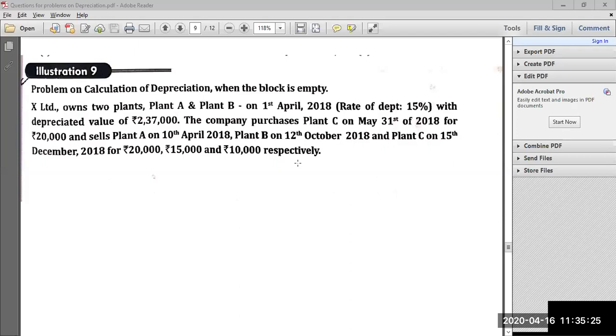That means the block of assets will cease to exist on the last day of the previous year. So at the end of the year there won't be any asset available in the particular block. That means in this problem, even though we have the depreciable value, we cannot calculate depreciation because it becomes inadmissible when the block of assets ceases to exist on the last day of the previous year. Now let us look at how we have to solve this particular problem.